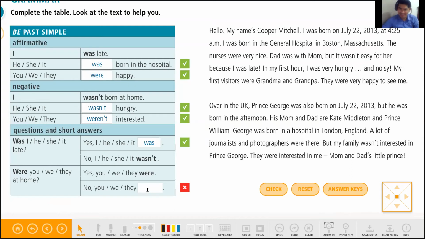Wasn't for they? Weren't, right? Weren't. Check it again. Okay, so that's correct, class. We completed this activity about verb to be in past. You did that perfectly, students.